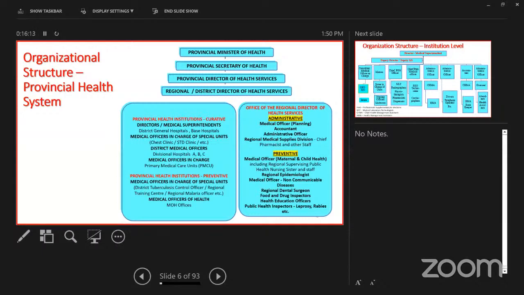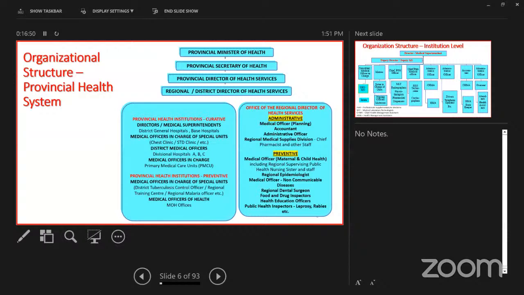Then there are preventive healthcare institutions in the provincial health structure. There are medical officers in charge of special units like the district tuberculosis control officer, the regional training center medical officer, and the regional malaria officer. Those are the people dealing with preventive health aspects. And there are medical officers of health, the MOH officers, also. That is how preventive health activities are coordinated.